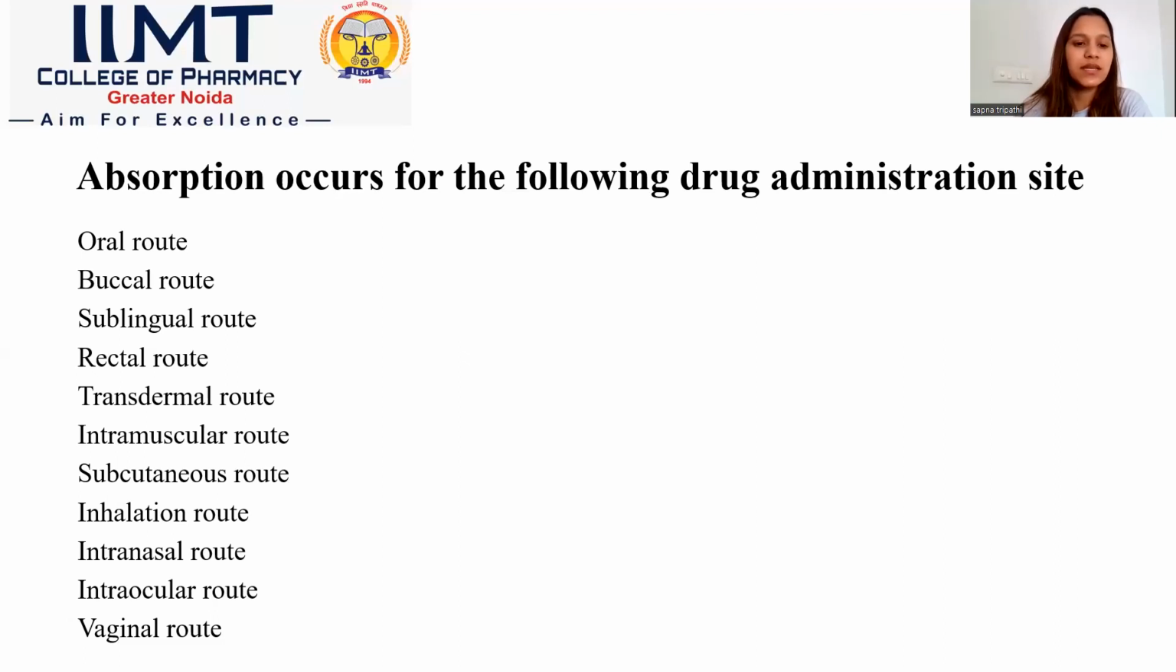And next one is the inhalation route. For the inhalation route, volatile drugs are used, for example for asthma. Next one is the intranasal route. The intranasal route is used for local action. And next one is the intraocular route. Intraocular is the eyes. It is also for local action. And the last one is the vaginal route. Vaginal tablets or creams are used for infections.